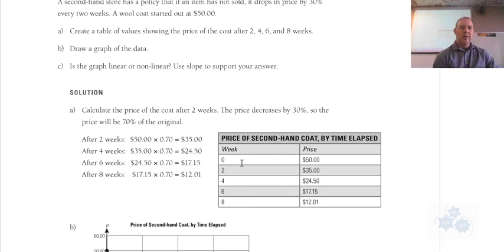And at week 0, that's before anything starts, right? The price is $50. It's always a good idea to start at time 0, or at the very beginning. That's a good place for us to start with our graphing points. So it starts off at 50. After 2 weeks, okay, so here we go. This is where we start getting important.